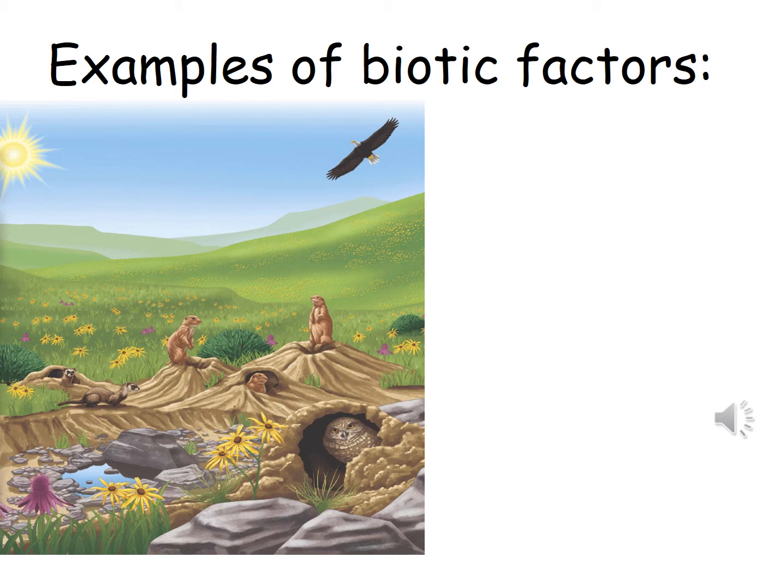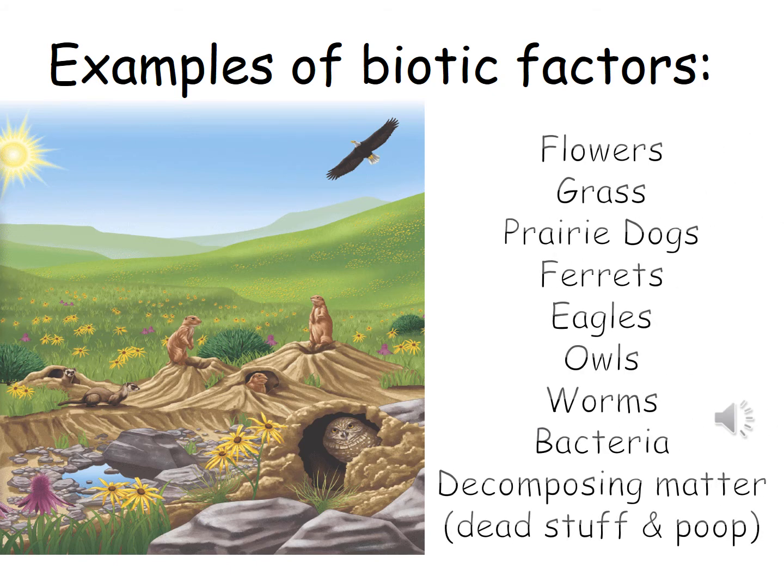Here's what I see and what I can infer. Flowers and grasses, the prairie dogs, the ferrets, the eagle, an owl. Worms and bacteria do live here even though you can't see them in this picture. And decomposing matter, the dead stuff, dead plants or animals, and the poop that everybody makes.